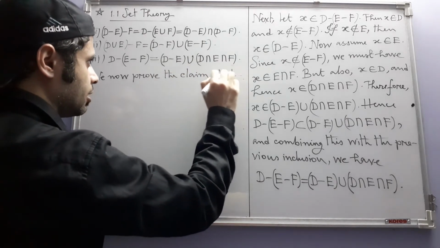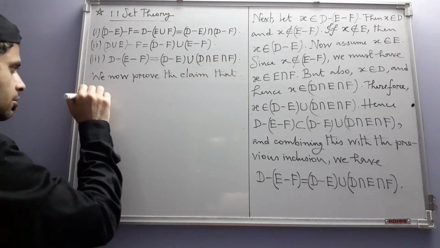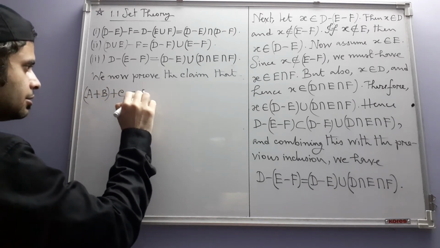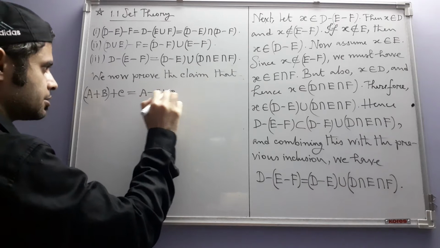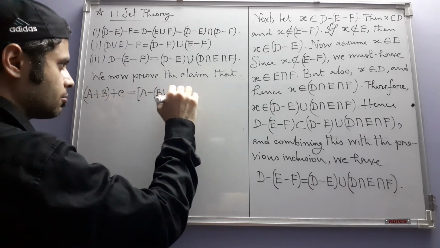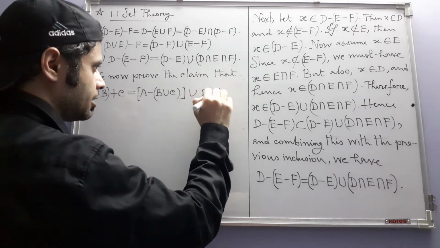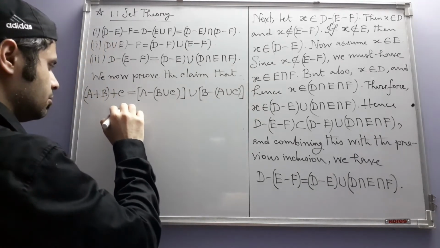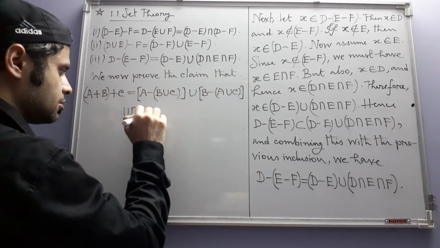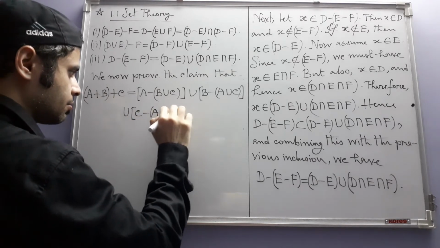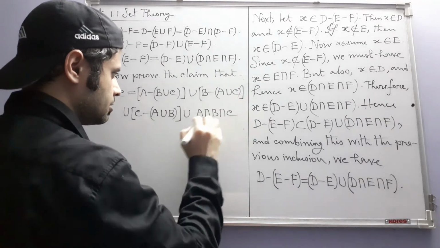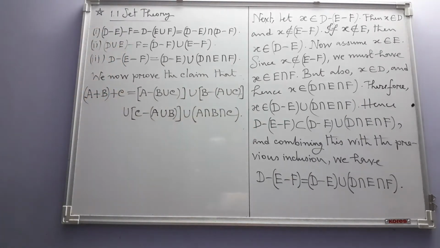We now prove the claim that A plus B plus C equals A minus B union C union B minus A union C union C minus A union B union the intersection of the three sets. This is what we want to prove using these three identities.